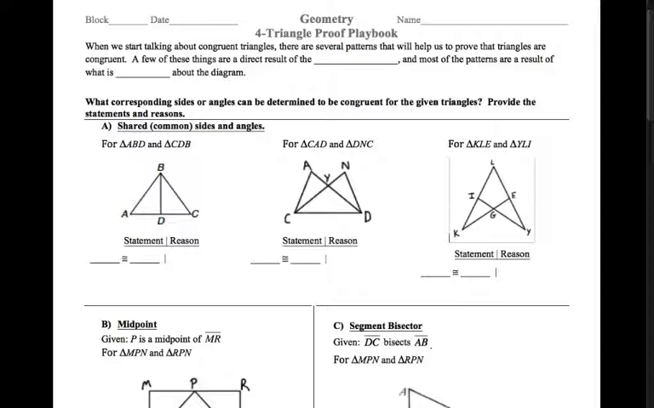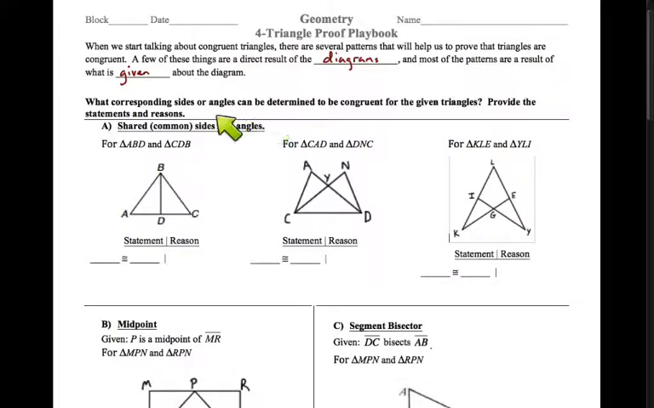So when we start talking about congruent triangles, there are several patterns that will help us prove the triangles are congruent. A few of these things are a direct result of the diagrams, and most of the patterns are a result of what is given about the diagram. So the diagrams are important, and what is given will be extremely important. In this set of questions, the question really is, what corresponding sides or angles can be determined to be congruent for the given triangles?